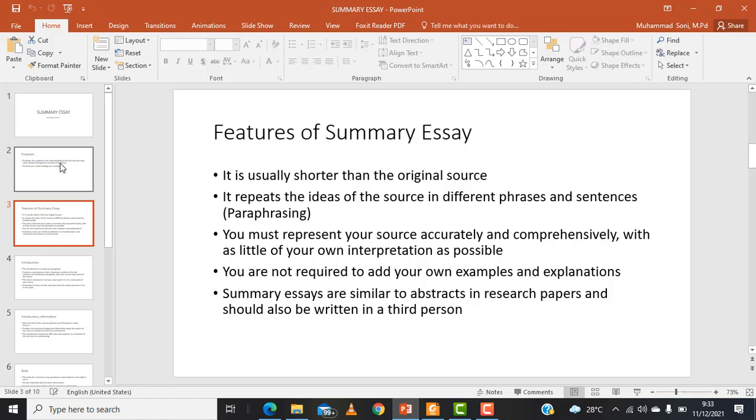So this one, summary essays, is like an abstract in a research paper, because the summary essay is about how you can write a summary, divide it into an introductory or maybe body paragraph, and the last is about the concluding paragraph. So in the following slide, I'm gonna explain to you how to make an introductory paragraph of the summary essay. Here we go.